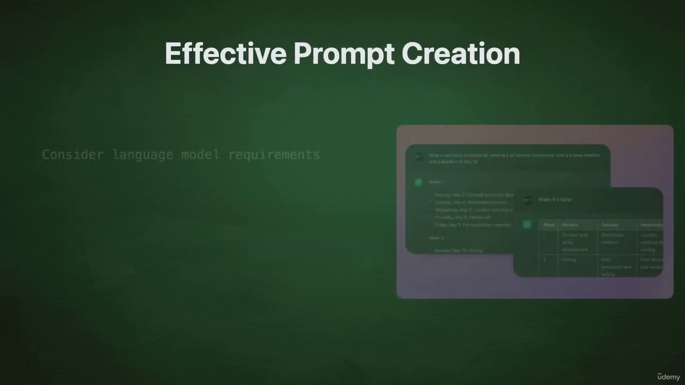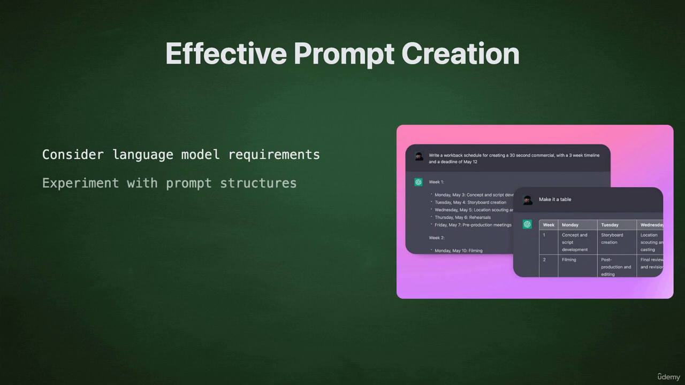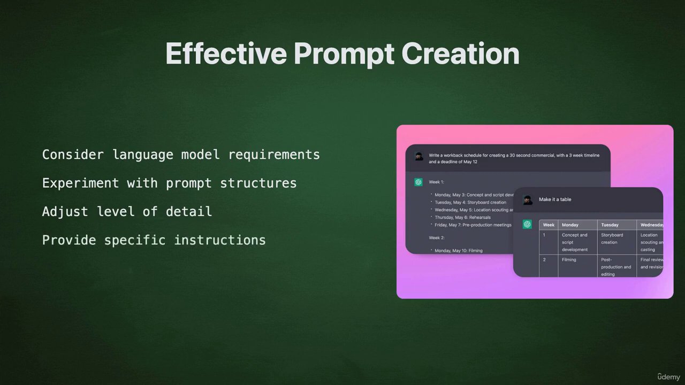Of course, creating effective prompts goes beyond just combining these elements. It's important to consider the specific requirements of your language model and the desired output. For example, you may need to experiment with different prompt structures, adjust the level of detail, or provide specific instructions to the language model. Additionally, you may want to incorporate techniques like prompt engineering, which involves iteratively refining and optimizing prompts to improve the quality and relevance of the generated text.